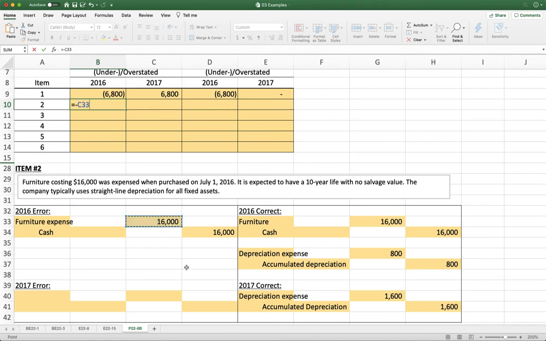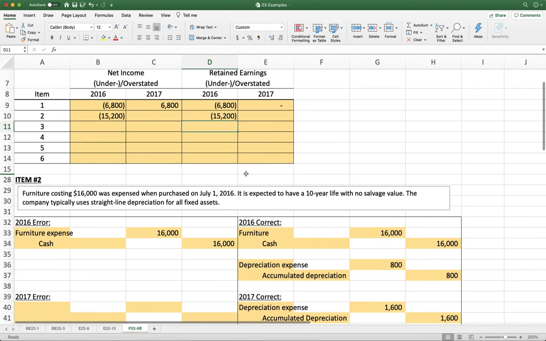But it's not going to be understated by the full $16,000 because they should have taken some expense. They should have taken $800. So it's only understated by $15,200. At the end of 2016, we're going to close out our income statement to retained earnings. So the 2016 retained earnings will also be understated by $15,200.